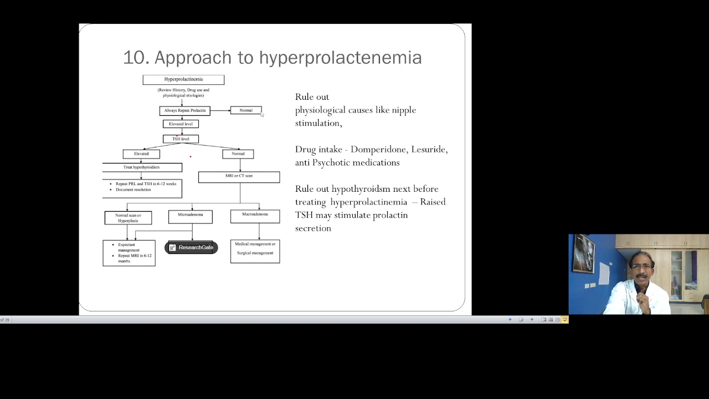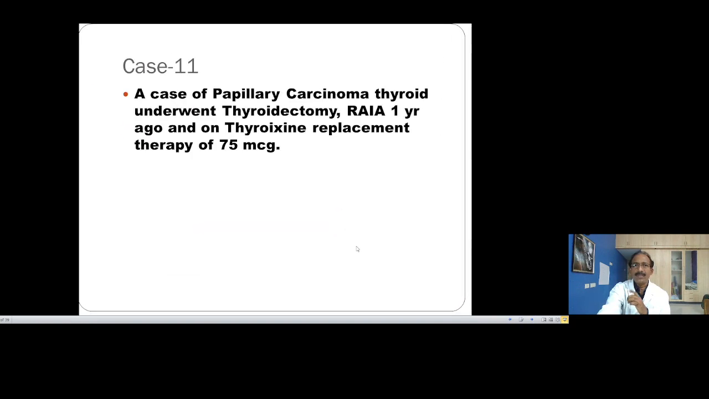But remember that even if you find hyperprolactinemia, you have to check TSH, thyroid function test, because hypothyroidism may cause hyperprolactinemia. And always rule out physiological causes like nipple stimulation or any dopamine-blocking drug intake, like sulpiride. So for any hyperprolactinemia, a borderline rise like 50, you have to think about these causes, and then always rule out hypothyroidism. So that's the connection between hyperprolactinemia and hypothyroidism.